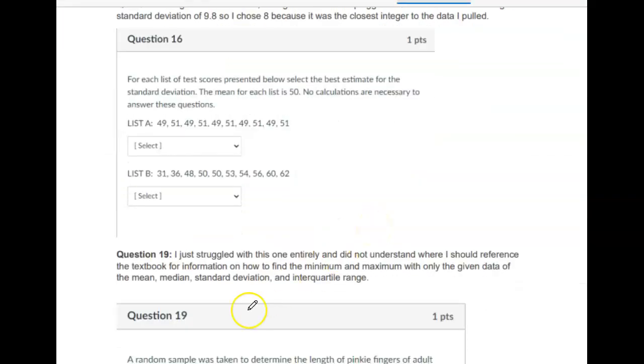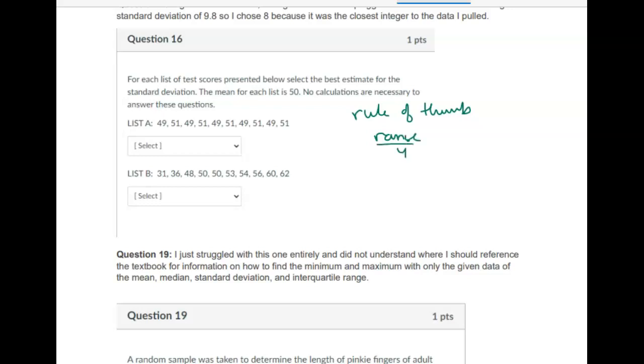All right, let's look at 16. So 16 has to do with trying to estimate the standard deviation. It says no calculations are necessary, so you're not meant to do the calculation for this. You need to do a rule of thumb or an estimate. A rule of thumb for estimating standard deviation is that it's going to be the range divided by 4.